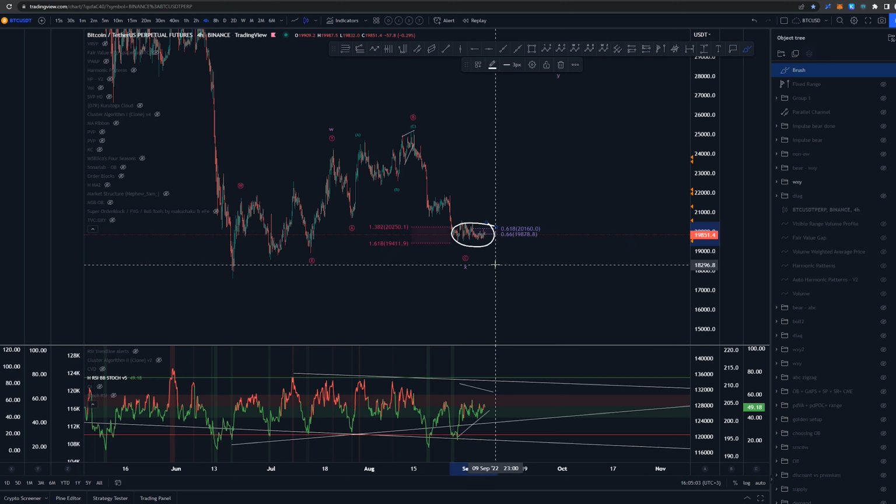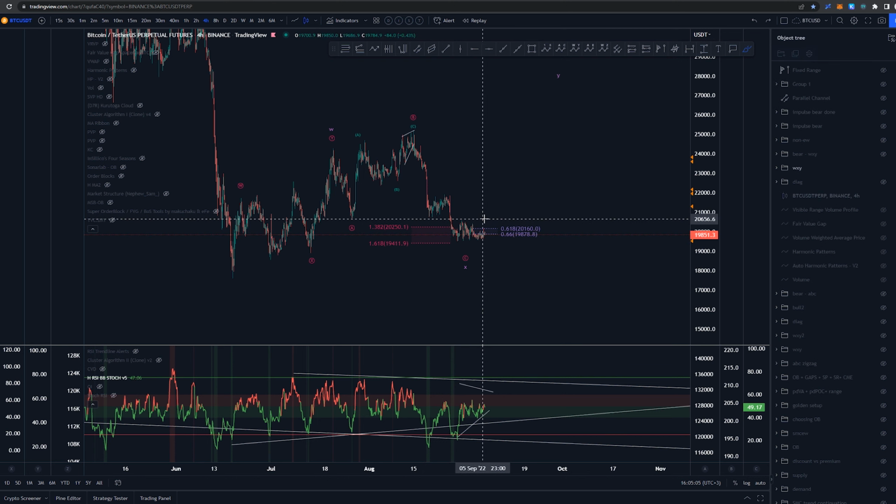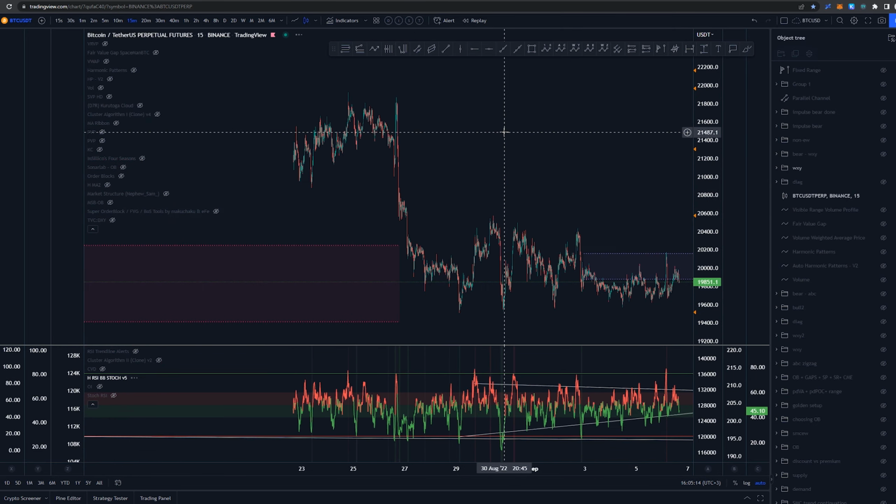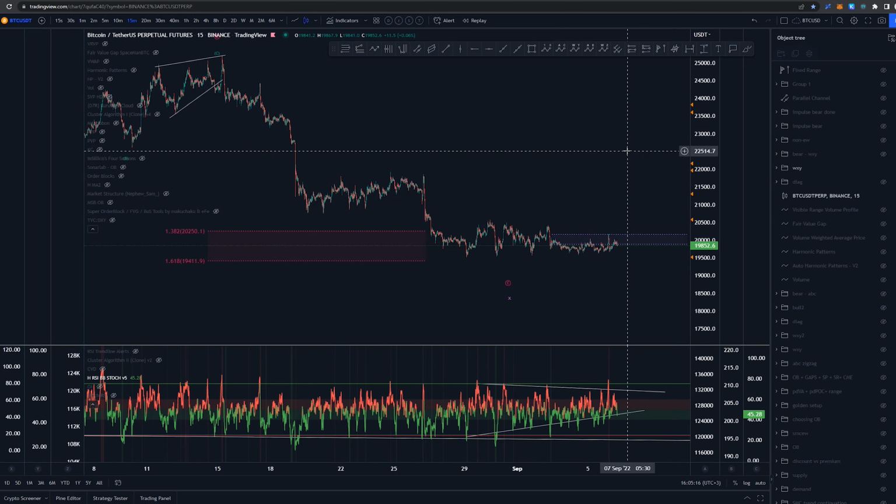Unfortunately, Bitcoin is still here. After 1.5 weeks, we are still in this sideways range. Of course, we have a possible downside to happen. So let's take a look at the possibilities on shorter time frame and see what my expectations at least are.